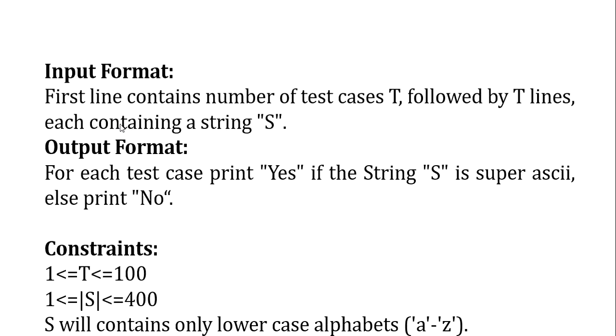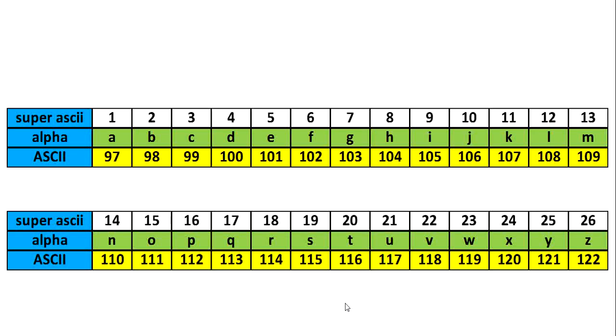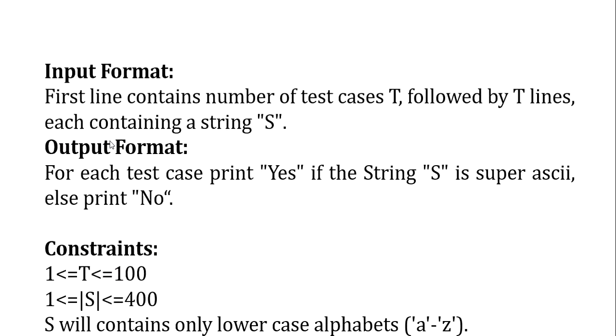Next they have given the constraints. The first is the test cases. How many test cases can there be? I can have 1 to 100 test cases. The second constraint is the length of the string, which can be a minimum of 1 up to 400, and the string contains only lowercase alphabets a to z. We might have a doubt: here we are speaking about ASCII value, right? So if we have a capital A, what is the condition? People will have a doubt here. For this they have given a clear constraint: whatever input we are accepting will be only lowercase.